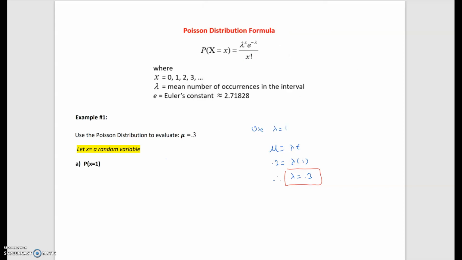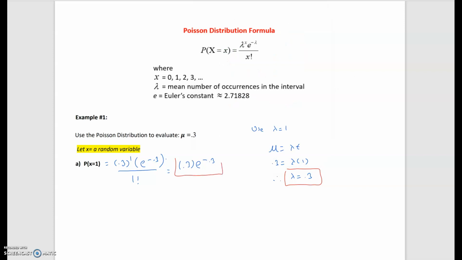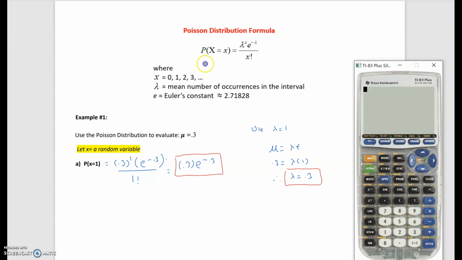So in the formula we're going to be using, lambda to the x, where x is 1. So 0.3 to the first times e to the negative 0.3 divided by technically 1 factorial. 1 factorial is simply 1. So we're going to be punching into the calculator 0.3 times e to the negative 0.3. And this is in fact the exact value. From here, we're going to do a decimal approximation. So let me show you where to find the e.